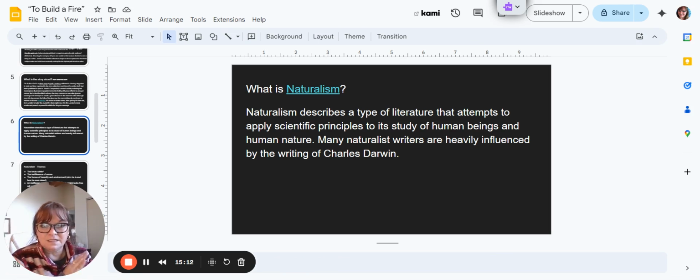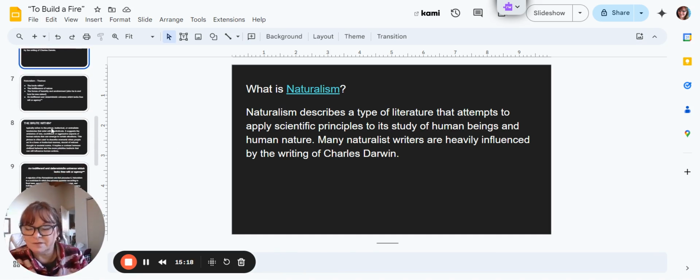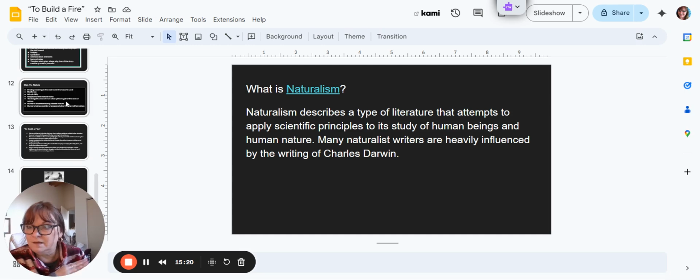Yes, it's the type of literature that attempts to apply scientific principles to the study of human beings. So it's based in science. It's not emotional, whereas romanticism was highly emotional.